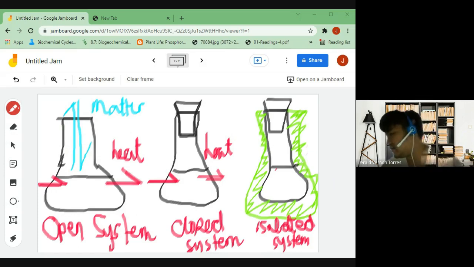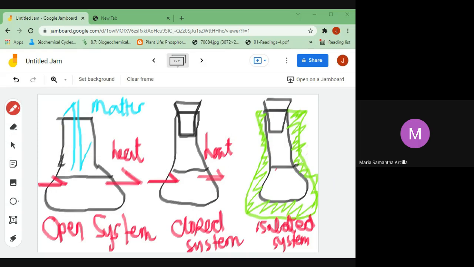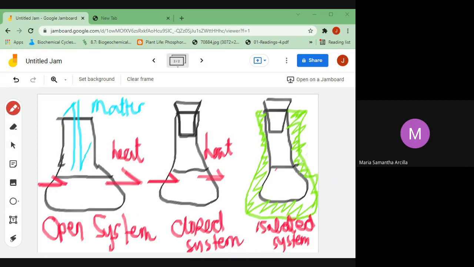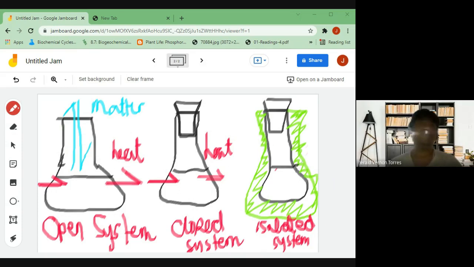Okay, Samantha Arcilia, what do you think? Anong planet Earth? Is it an open, a closed, or an isolated system? Open system. Paano mo nasabing open system yung Earth? Can you explain further? How did you say na open system ang Earth? Sir, I think kaya open system yung Earth kasi kaya niyang mag-process ng different processes or cycles. Okay, kaya niyang mag-process ng different processes or cycles.